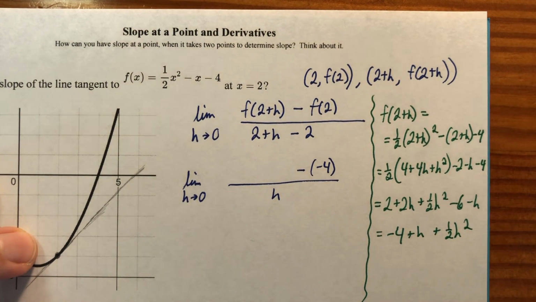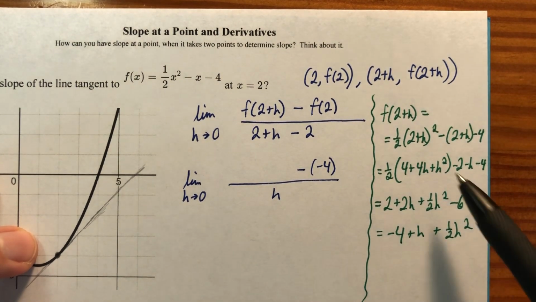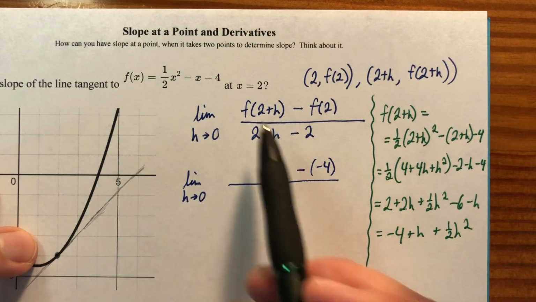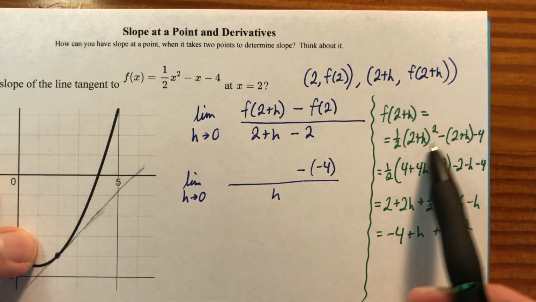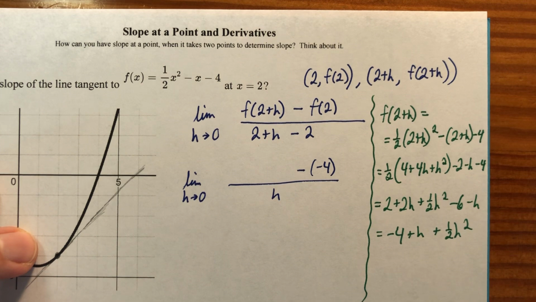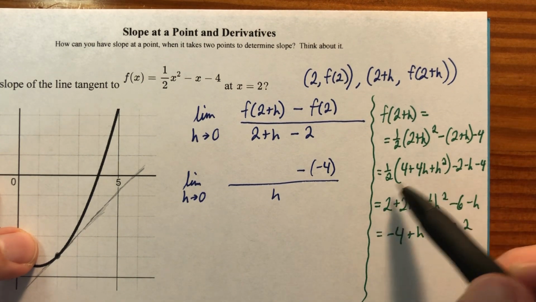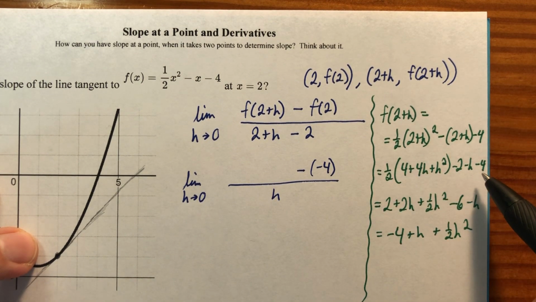Okay, what was I doing in green on the side? What I was doing was saving myself having to write all this over and over. f of 2 plus h led me here. Okay, let's double check our work. Distribute, yeah, we're good there, no mistakes, I think we're good.